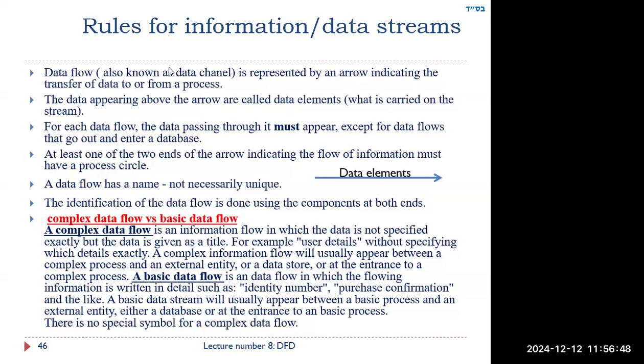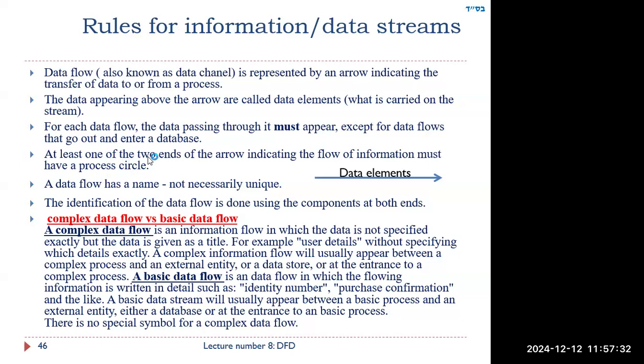Data flow, also known as a data channel, is represented by an arrow indicating the transfer of data. We said this already. The data appearing above the arrow is called a data element. For each data flow, the data passing through it must appear, except for the data flows that go out and enter a database. So what's going to the database, you don't necessarily have to write, but what's going to a process, you have to write what is the flow of data. What data is passing? The data passing through it must appear. In other words, you write on the arrow, student information.